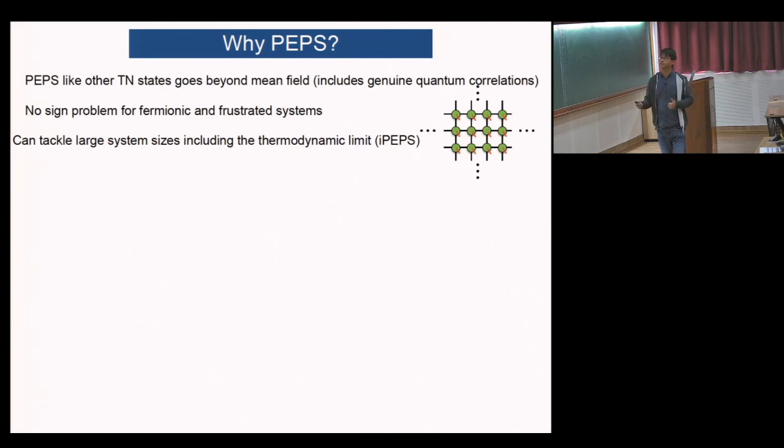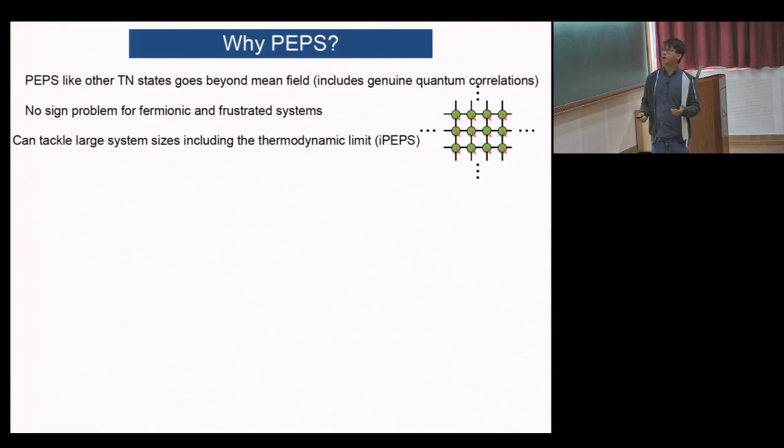And as I said, when you have tensor networks, you don't have a sign problem. One of the best techniques, quantum Monte Carlo, which people have been using, suffers from a famous sign problem for fermionic and frustrated systems, but PEPS do not have this problem. And the other thing is that PEPS can tackle large system sizes, including the thermodynamic limit. This is the other advantage of PEPS over techniques such as exact diagonalization, which scales exponentially with the system size.